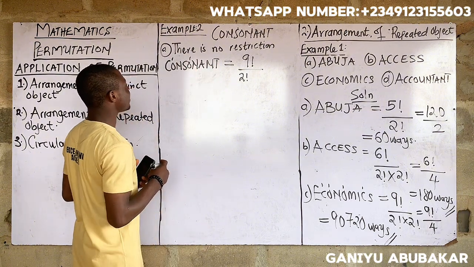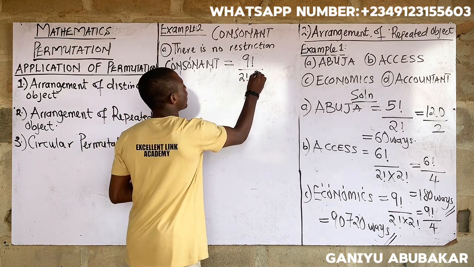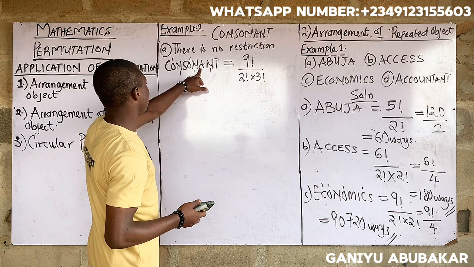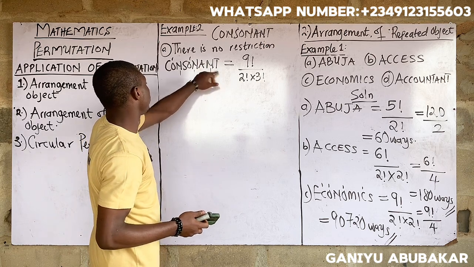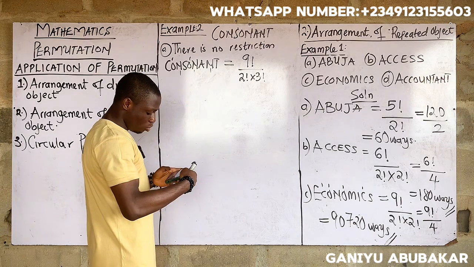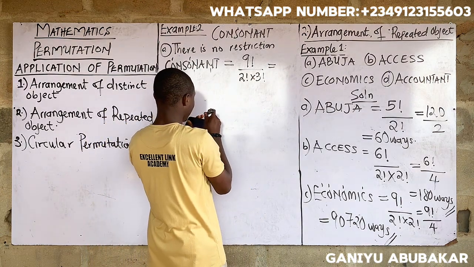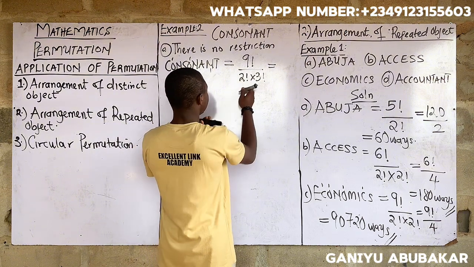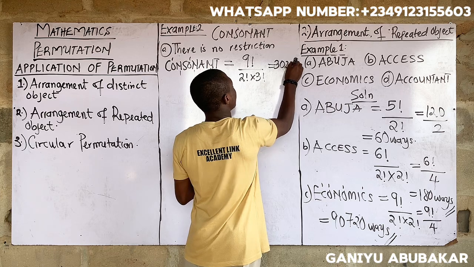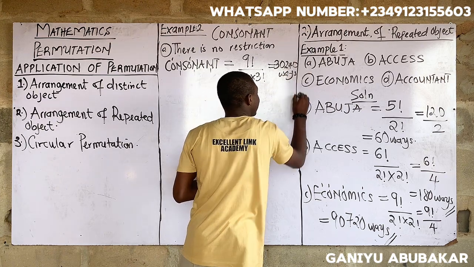Next up, observe that N appears how many times? 1, 2, 3. That becomes times 3 factorial. Is that all? A is just once, T is just 1, C is 1. So that's all. Now, how do we get this? My 9 factorial divided by this will give 30,240 ways. So that becomes my answer.